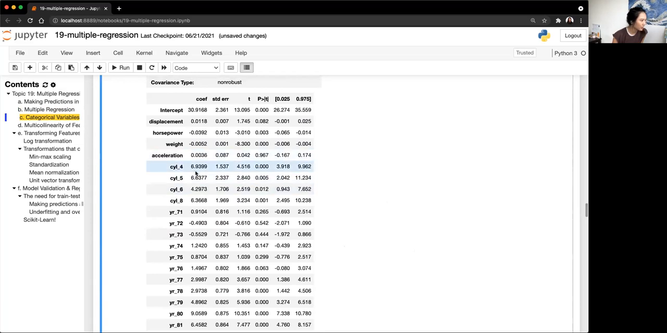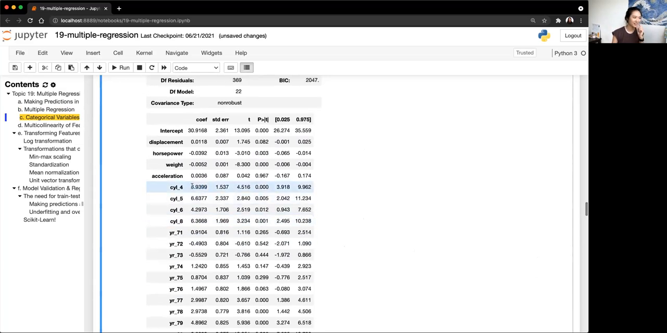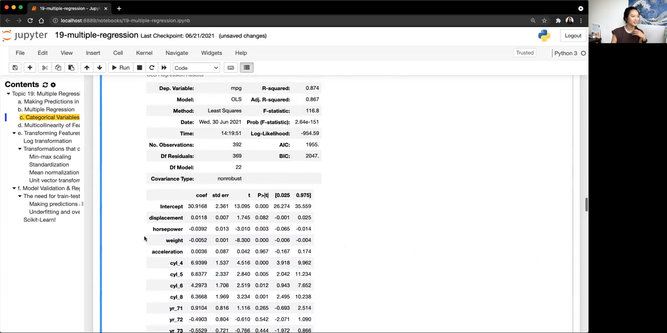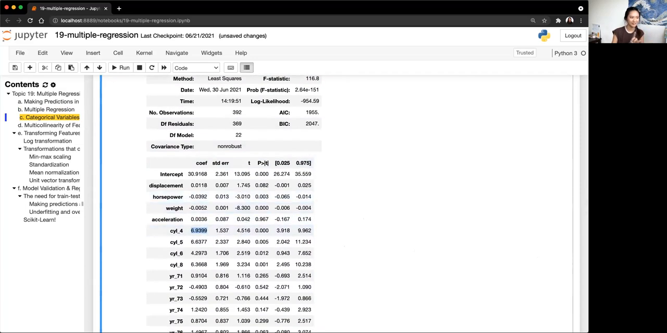As an example, we have cylinder 4 here. Now, the coefficient for a categorical variable, if you think about it, is interpreted the same way, but it's sometimes hard to think about. Basically, this is saying that if the car has 4 cylinders versus not having 4 cylinders, the miles per gallon will go up by 6.939. And if you remember, we dropped first.